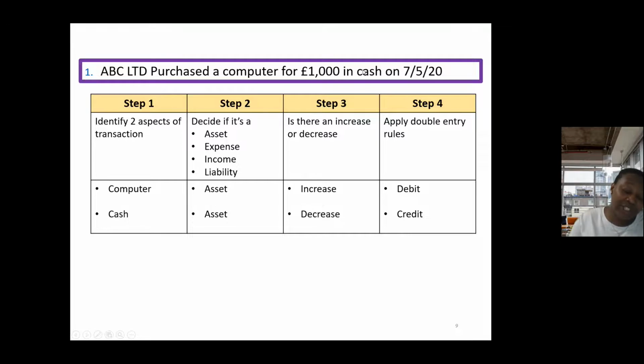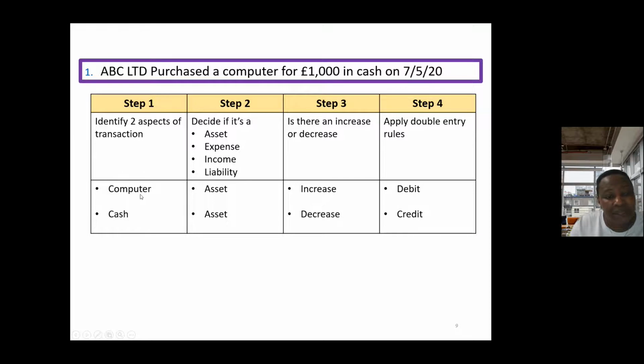So we have cash was exchanged for computer. So those are the 2 aspects of the transaction we need to identify: computer and cash. Okay, so next step. Step 2 says that we need to decide which of the 5 groups of accounts this transaction falls into. Computer is an asset. Please refer to the other video where we discussed terminologies. Computer is an asset. Cash is also an asset.